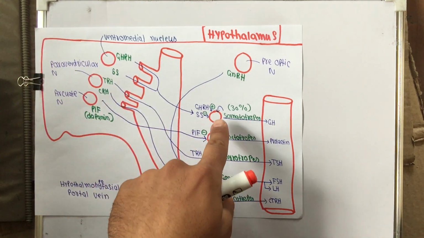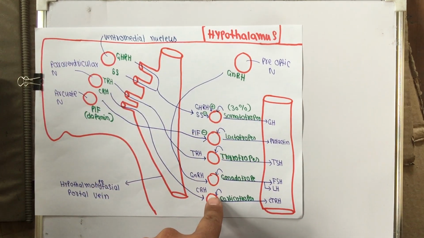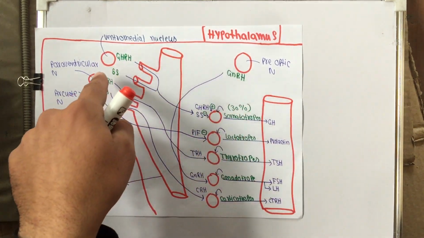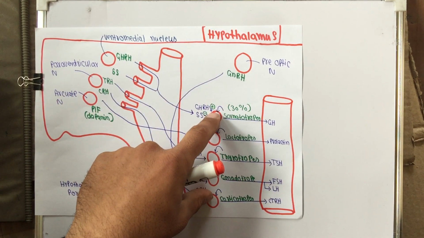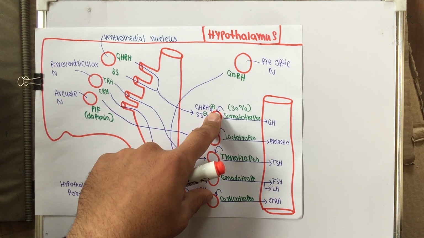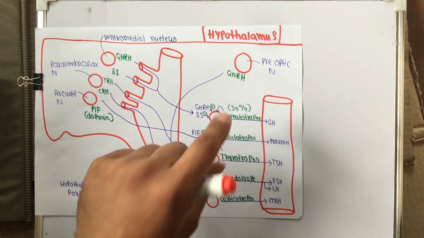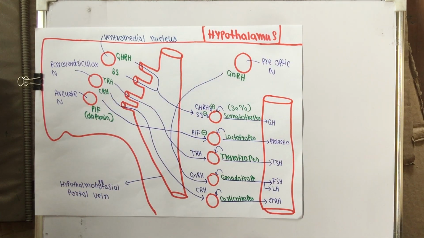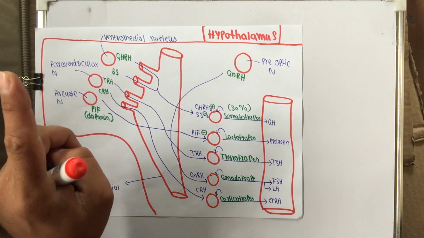Now these are the different types of cells which are present in the anterior pituitary. These are the nuclei which are present in the hypothalamus, but these are the 5 types of cells which are present in the anterior pituitary. Now look at this. What does it mean? Let's discuss each.